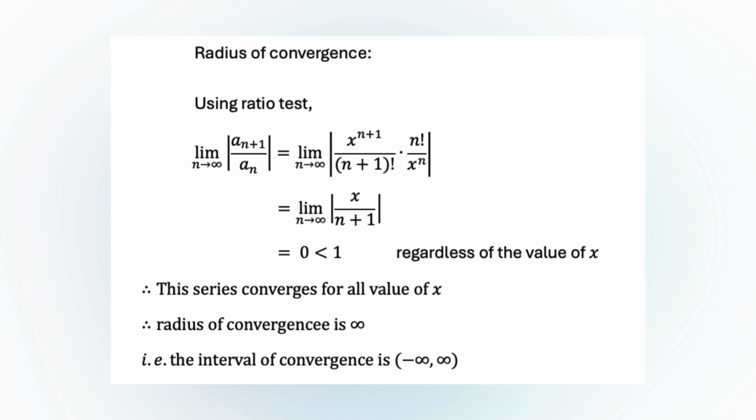Now as n approaches infinity, this expression approaches 0, and 0 is definitely less than 1, no matter what x is. That means the series converges for all values of x, so the radius of convergence is infinite, and the interval of convergence is from negative infinity to positive infinity.